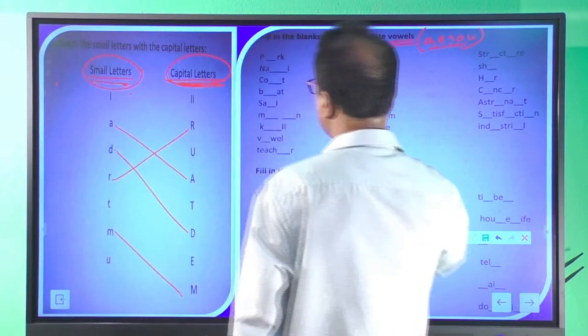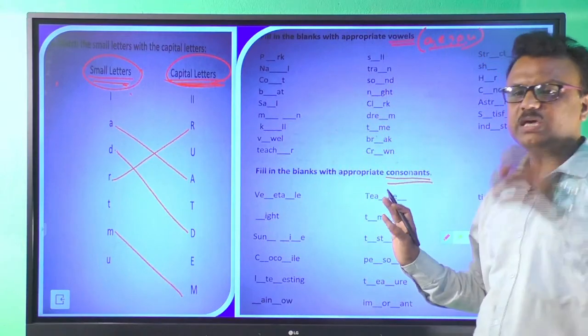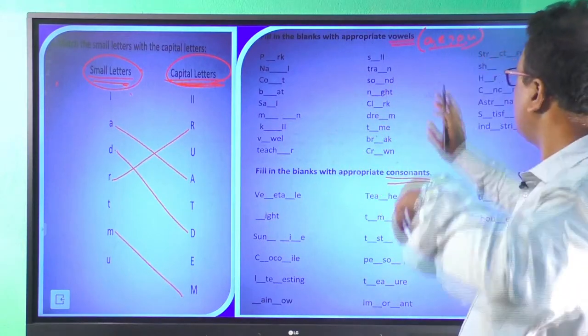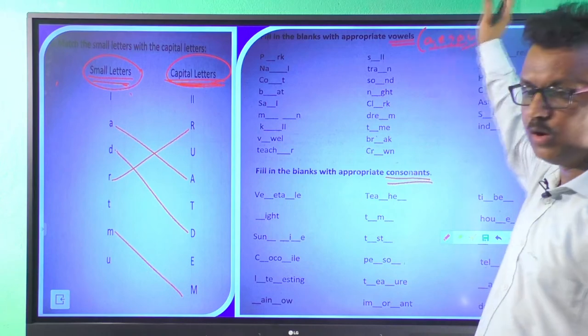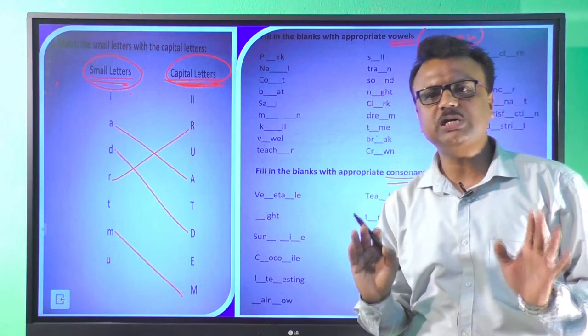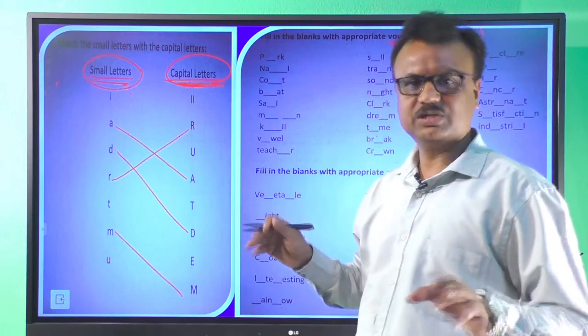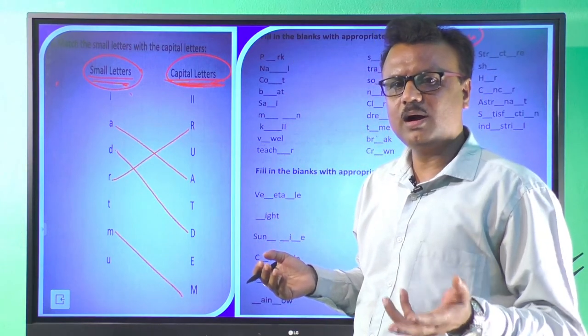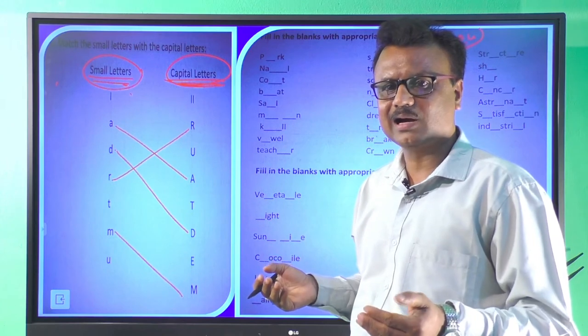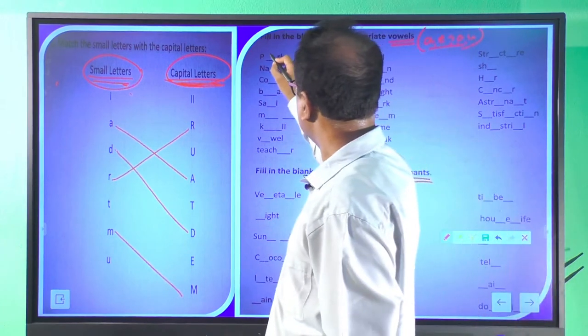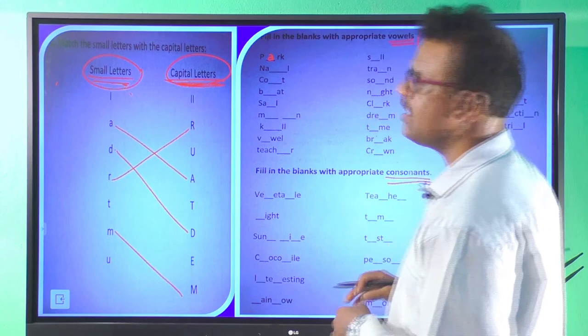And now we have to just fill the missing letters. Okay, see here, the vowels are missing. We have to just put the vowels. P dash R K. Just imagine a word starting with P and ending with R K, Park. So obviously the answer is P A R K, Park.